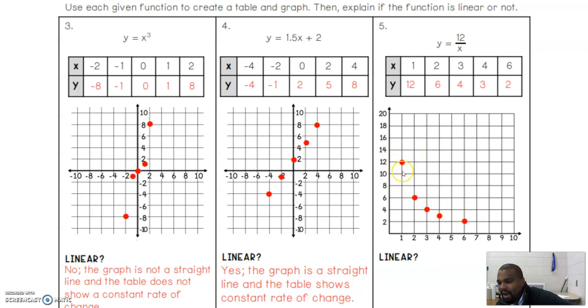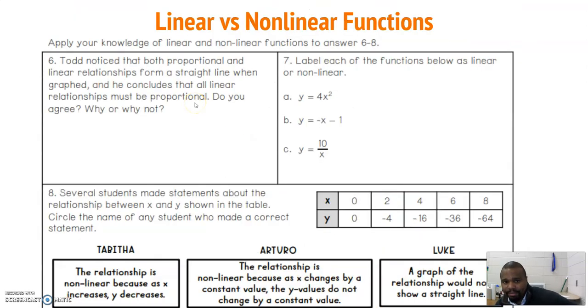All right, now if you look at the graph, it's not a straight line. It actually curves. This is not a constant rate of change, and it's not in the format of y equals mx plus b. So because of that, this is not a linear function. All right, so let's take a look at these to help us.